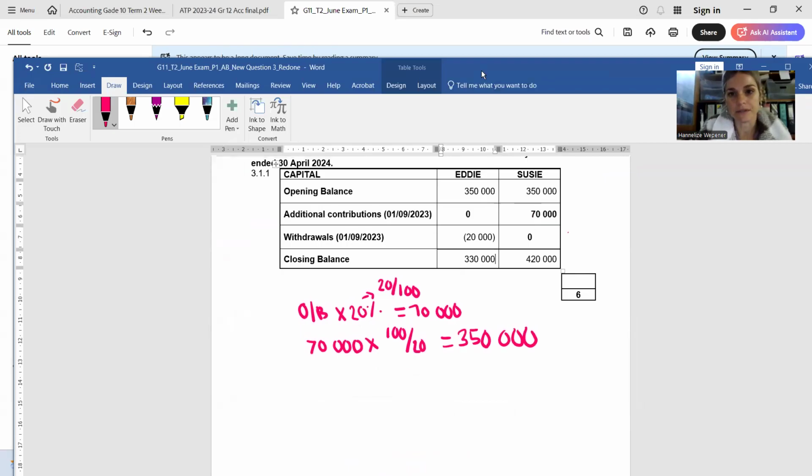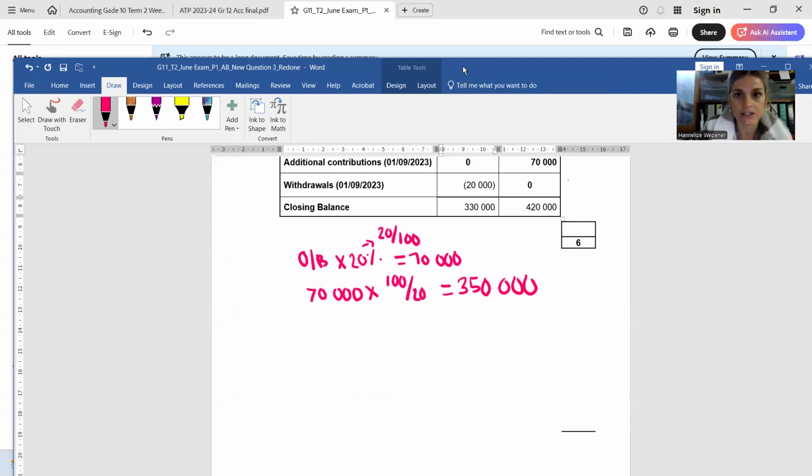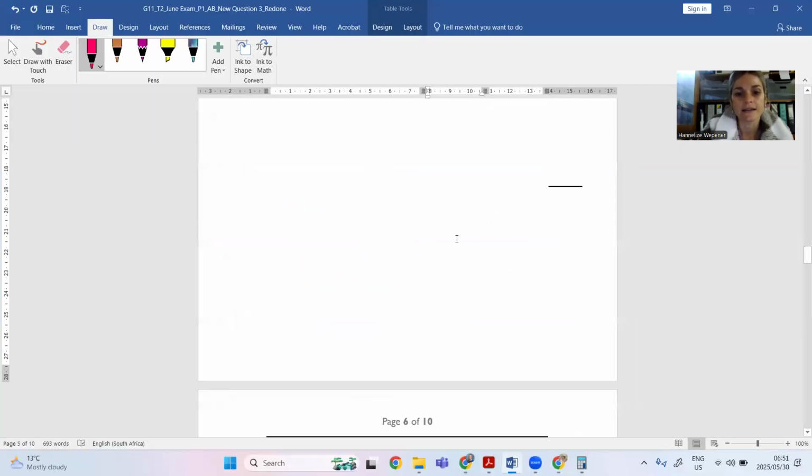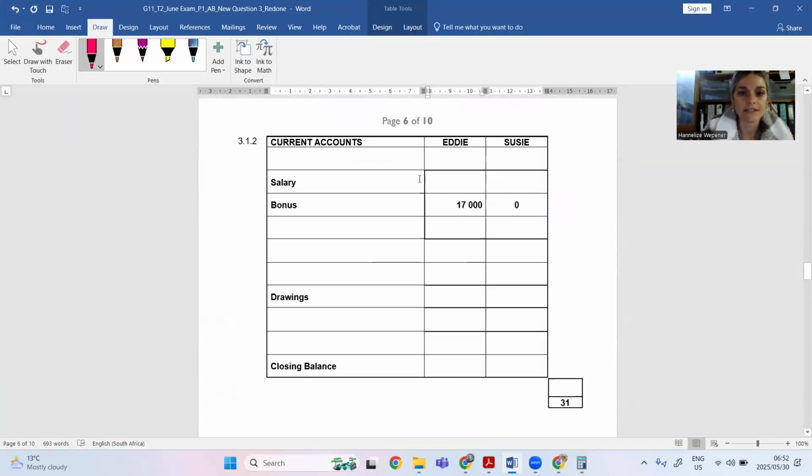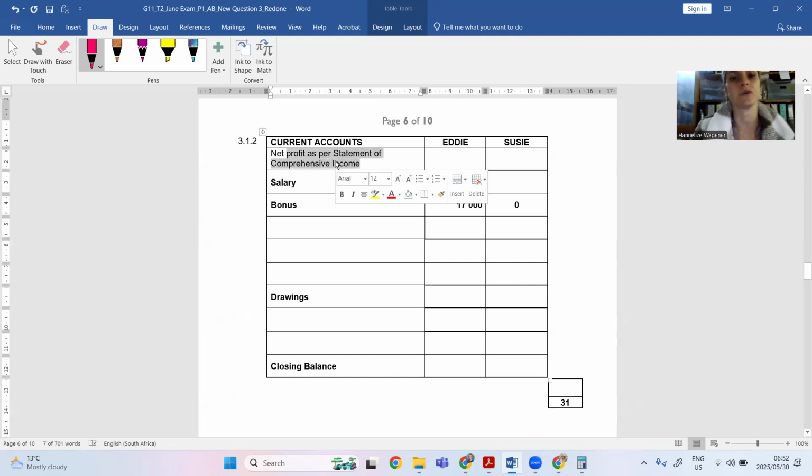Then, whilst I'm busy with this, I'm also going to do my interest calculations because I know that I have to do my current account note. And the current account note starts with the net profit as per statement of comprehensive income. I'm then going to take that profit and distribute the profits to the partners. First of all, I have to distribute their primary distribution, and that is salary, bonuses, and interest on capital. So those three amounts will give me my primary distribution.